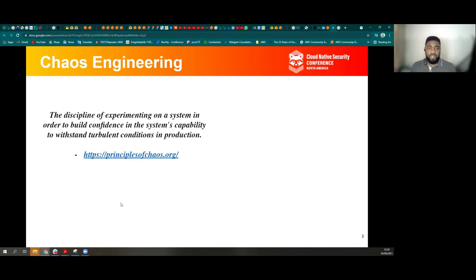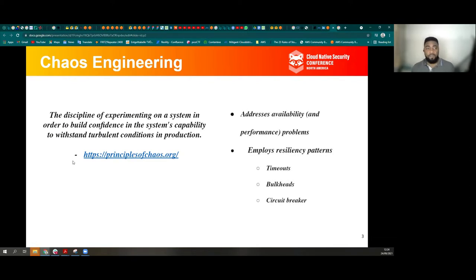Now, chaos engineering, I believe some of us in the audience have already heard about it, and probably some of us are already using it. Looking at the definition from principlesofchaos.org, chaos engineering is defined as the discipline of experimenting on a system in order to build confidence in the system's capability to withstand turbulent conditions in production. So let's unpack this definition a little bit. At the core of chaos engineering is that proactiveness to address availability problems, or problems that affect the performance of systems, of distributed systems, of virtually any kind of system.